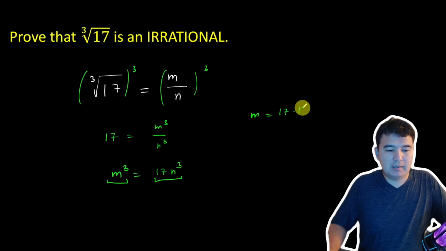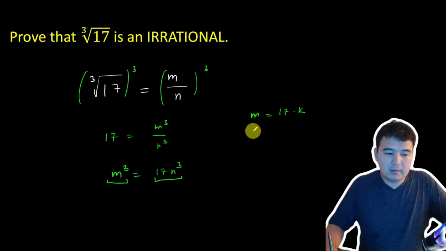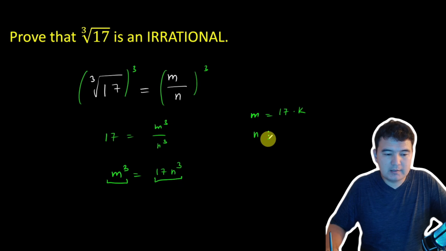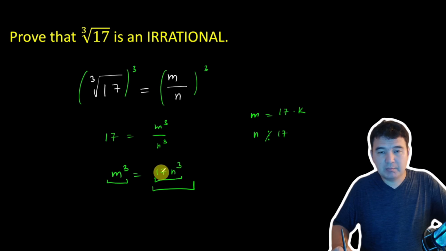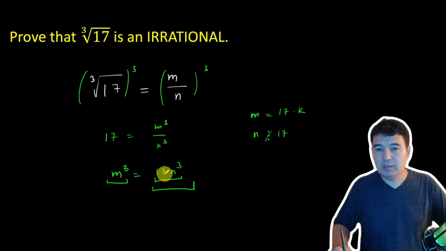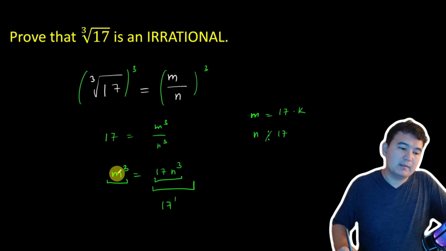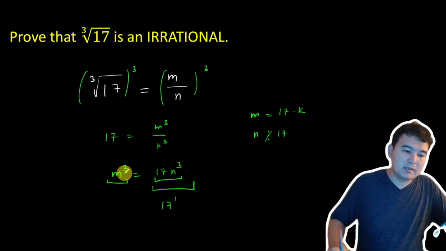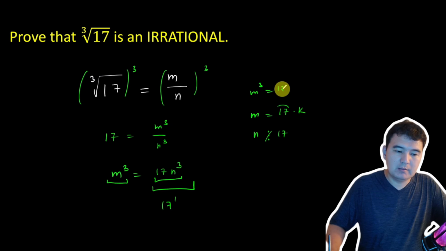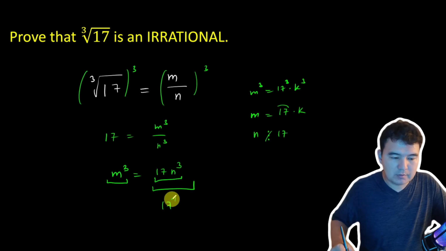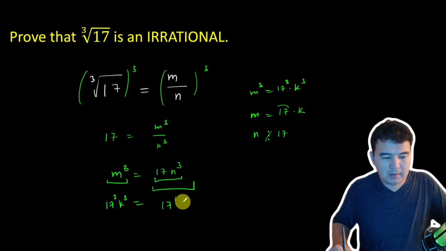So m is 17 times some k. Since the m over n fraction was in its simplest form, n is not divisible by 17. This side of the expression is divisible by 17 only once, so only one copy of 17, 17 to the power 1. But on this side, since m is divisible by 17, when you take the cube, m cube is going to be 17 cube k cube. So this side is 17 cube k cube, equal to 17 n cube.